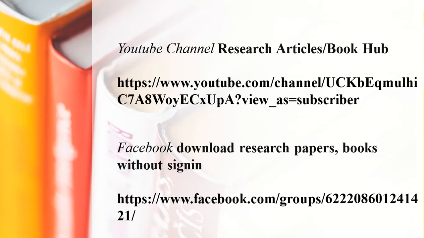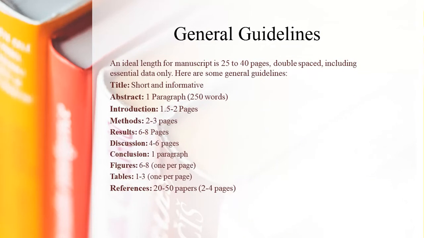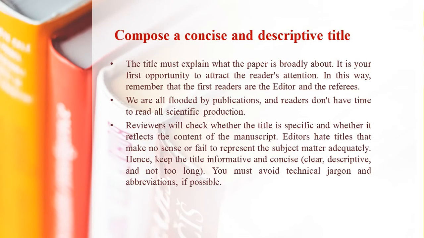An ideal length for a manuscript is 25 to 40 pages, double-spaced, including essential data only. Here are some general guidelines. Concise and descriptive title selection.